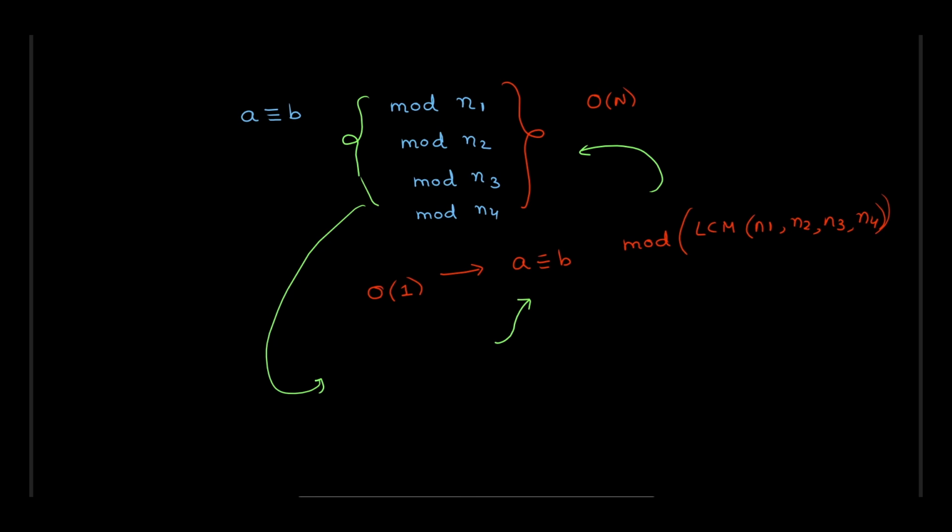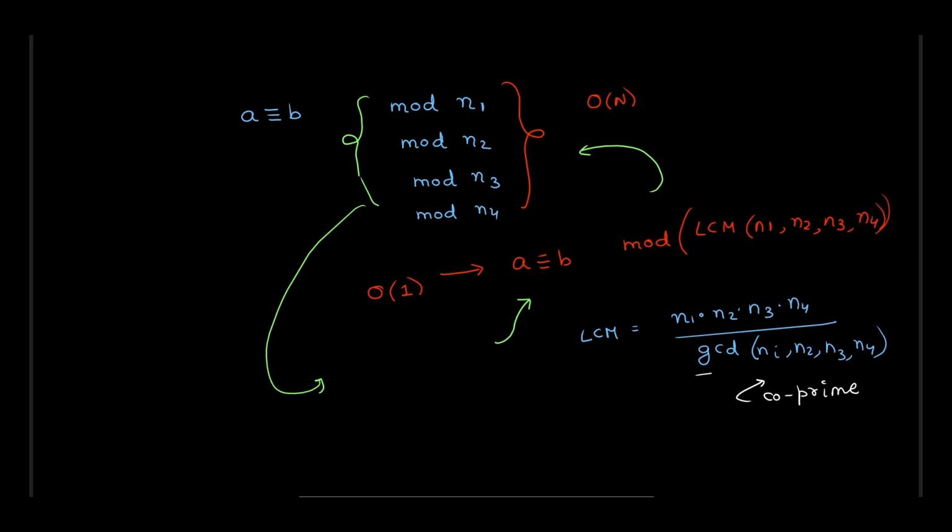Now you will realize that LCM is nothing but the product of all the numbers divided by their GCD. So the product of all these numbers divided by the GCD of N1, N2, N3, and N4. Therefore, if all of these numbers N1, N2, N3, and N4 are coprime, then their GCD would be 1 and the LCM could be replaced by their product.